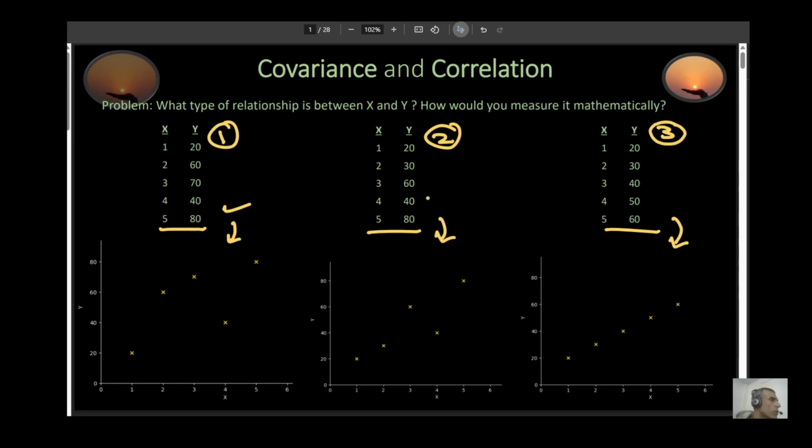And I also ask you how would you measure something like that, the relationship between X and Y mathematically? These types of questions are answered by covariance and correlation. This is a topic of covariance and correlation.